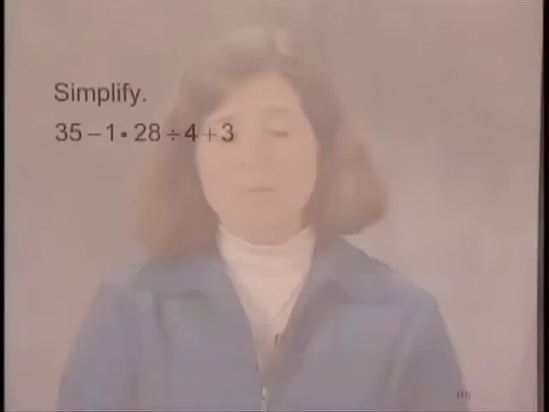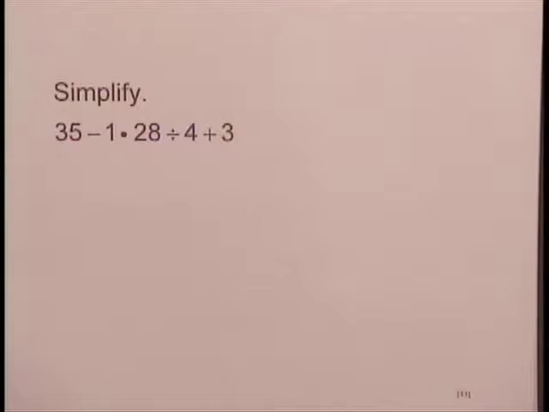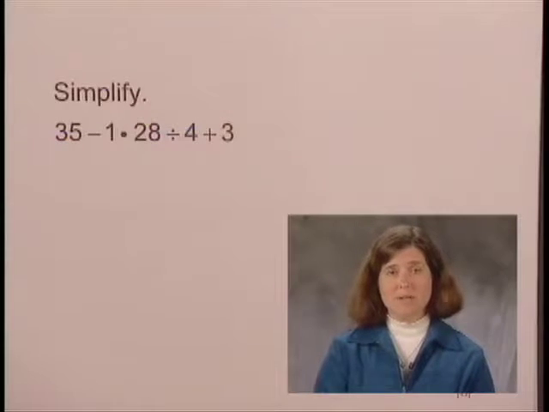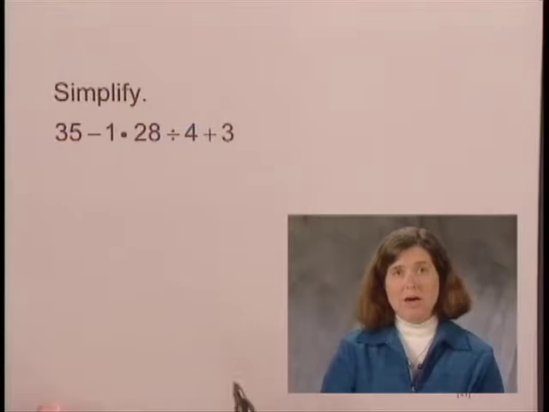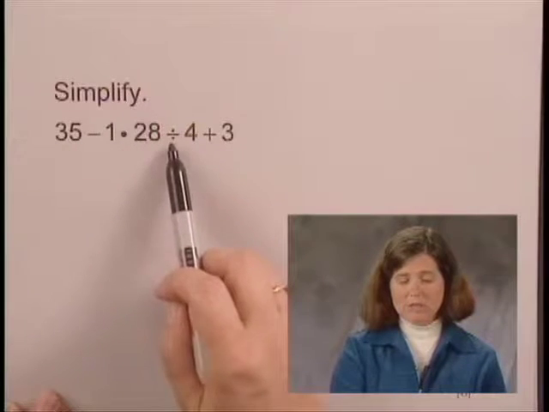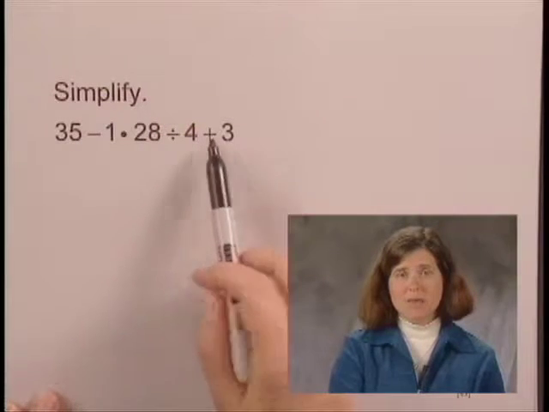For this exercise, we'll use the rules for order of operations to simplify an expression. We'll simplify the expression 35 minus 1 times 28 divided by 4 plus 3. Notice that the operations in this expression are subtraction, multiplication, division, and addition.